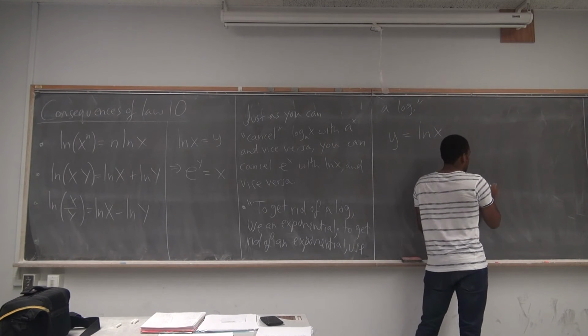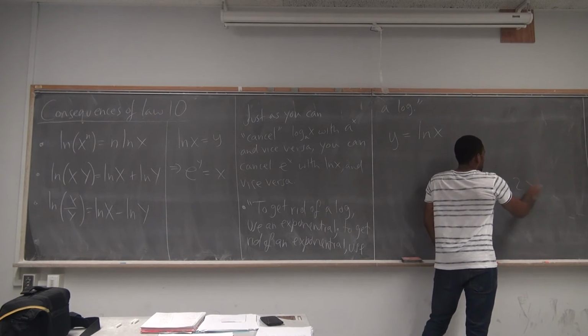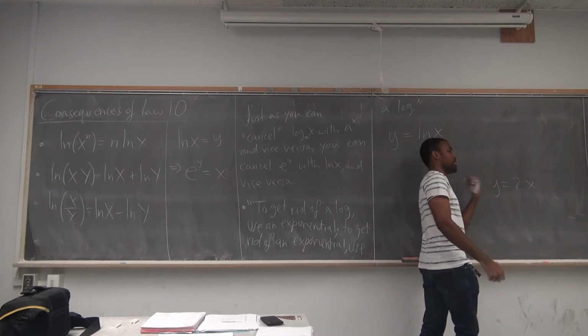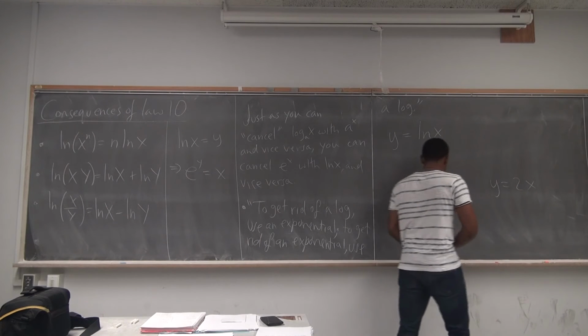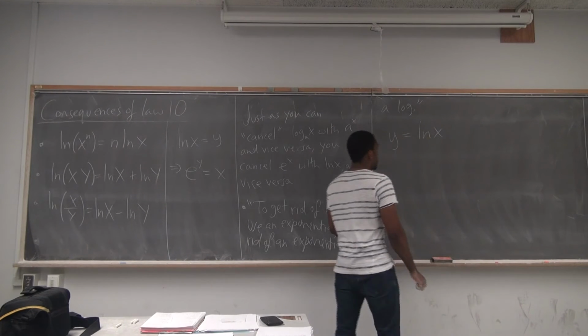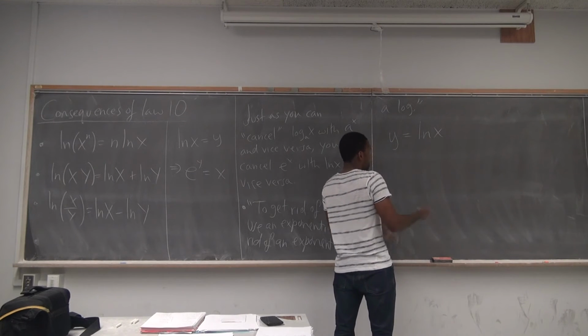Like if you had y equals 2x and you wanted to solve for x, you have to divide by 2. There's an operation that will get rid of that 2. To get rid of something like a log, you use an exponential. So if you have y equals ln x, you want to solve for x, get rid of that log, you use an exponential.